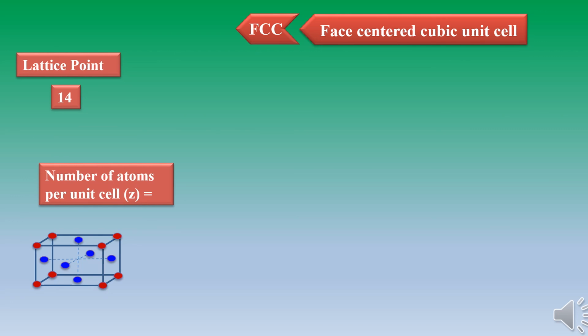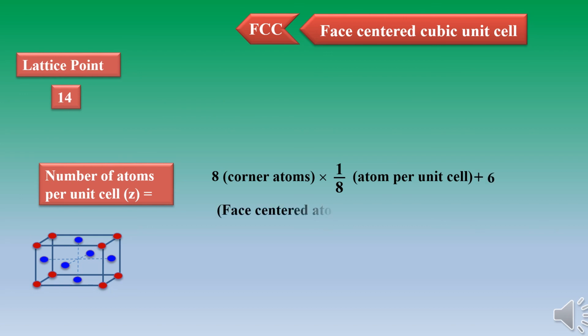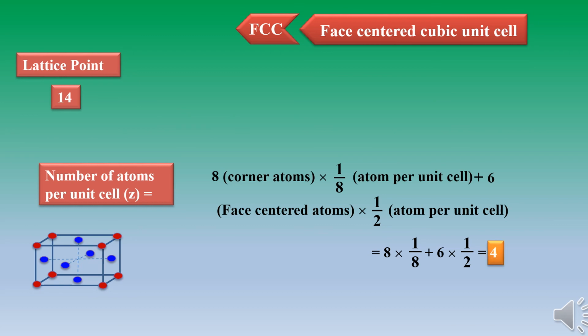Now we have to calculate the number of atoms in FCC. Z is equal to 8 atoms at the corner and its contribution is 1 by 8, plus we have 6 atoms at the face center and its contribution is 1 by 2. Hence, total number of atoms in FCC is equal to 8 into 1 by 8 plus 6 into 1 by 2 is equal to 4. Therefore, number of atoms in FCC is equal to 4 and the lattice points in FCC is equal to 14.